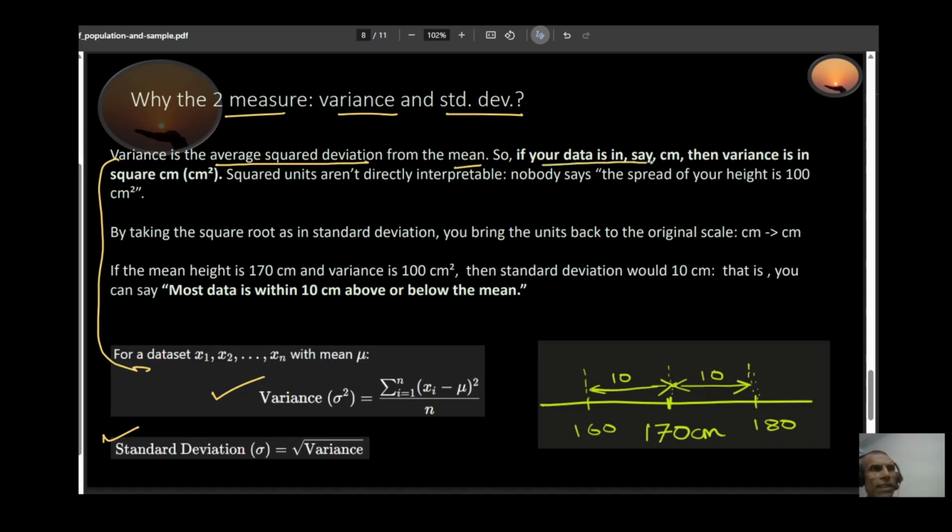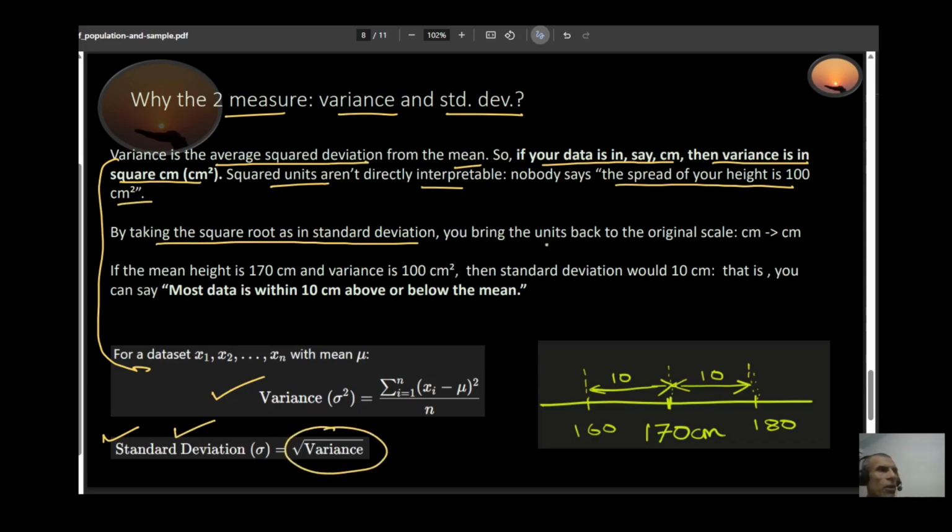So if your data, let's say, is in centimeters, then your variance is going to be expressed in centimeters squared. And squared units are not directly interpretable. You cannot really understand that. Nobody says the spread of your height is 100 centimeters squared. It doesn't make sense. But by taking the square root, as in standard deviation, like this right here, okay, I'm taking this square root right there, you bring the units back to your original scale. So if your data is in centimeters, then your standard deviation will bring it back to centimeters.